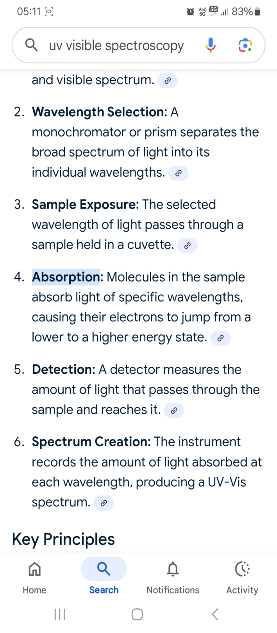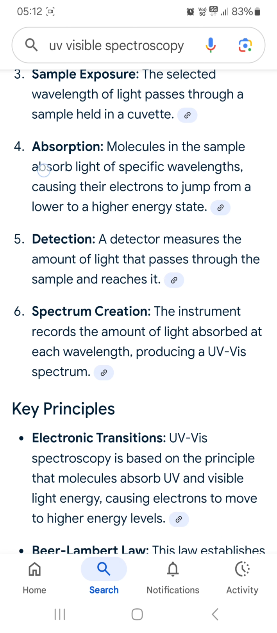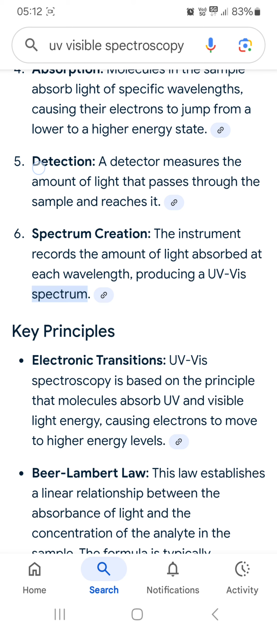4. Absorption. Molecules in the sample absorb light of specific wavelengths, causing their electrons to jump from a lower to a higher energy state. 5. Detection. A detector measures the amount of light that passes through the sample and reaches it. And 6. Spectrum creation. The instrument records the amount of light absorbed at each wavelength, producing a UV-VIS spectrum.